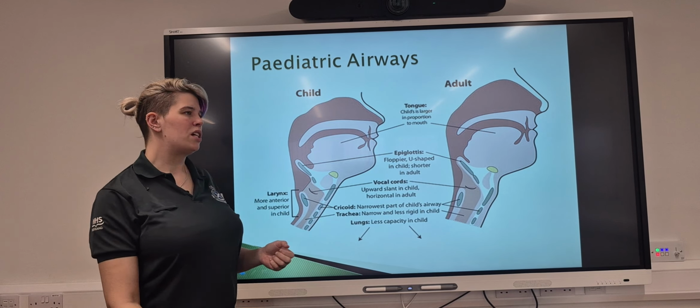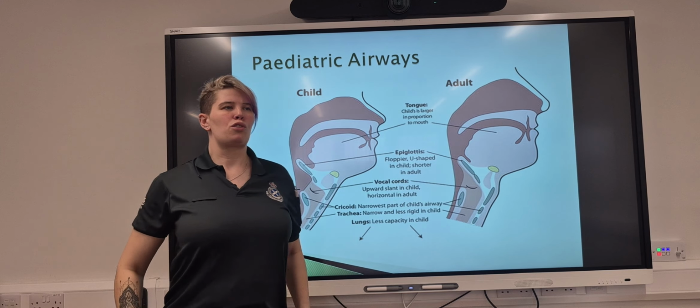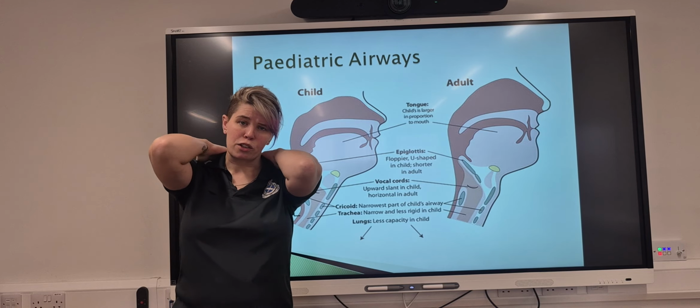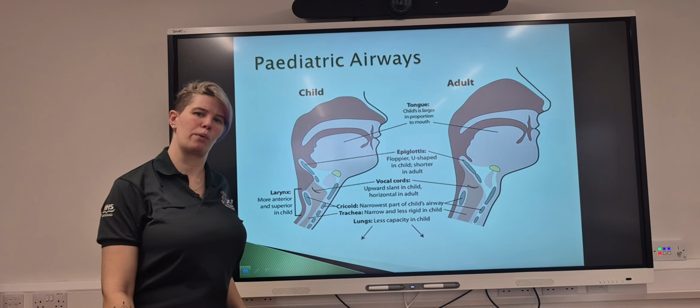As well as that, obviously kids have got quite heavy round heads, tend to move around. So you will tend to see us putting a blanket behind the shoulders, just to make life a bit easier for us with managing an airway.